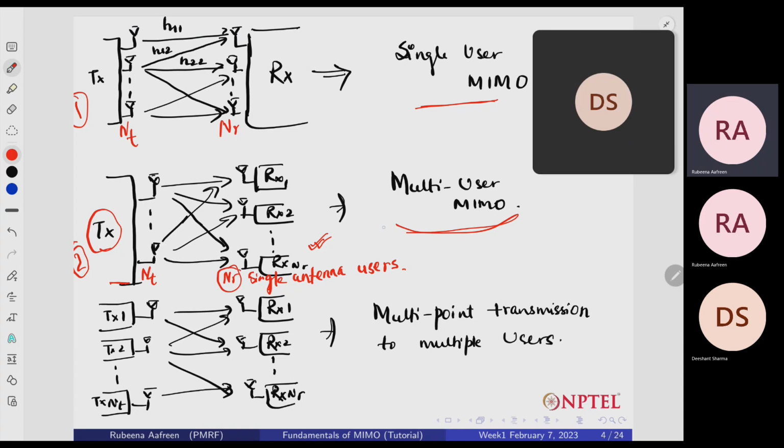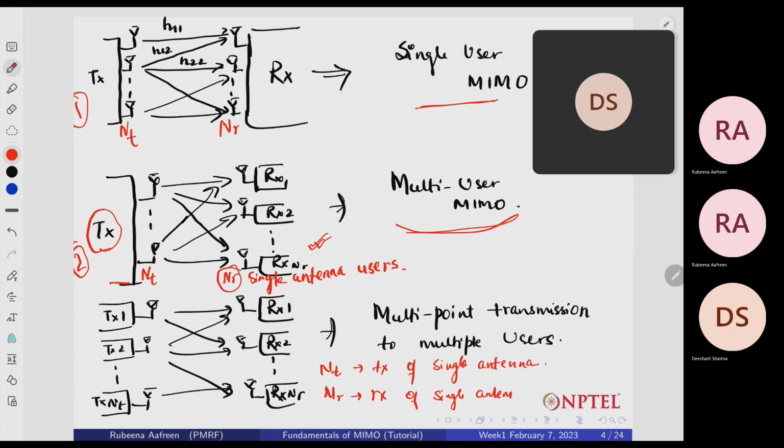Then the third type is point-to-point transmission, but multiple transmitters and multiple receivers are there. In this configuration, we have NT transmitters of single antenna, and we have NR receivers of single antennas. So this is the type. The second type is the one that we use most commonly for MIMO.